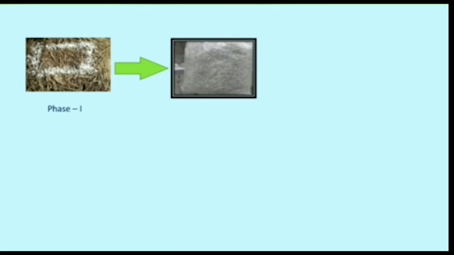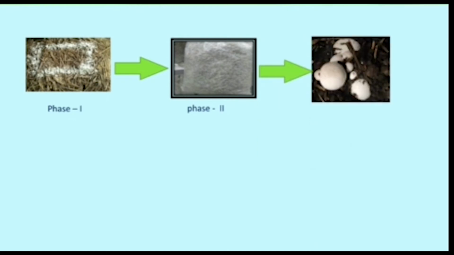This includes phase 2. Spawn consists of specially prepared grains of corn which grow with the mycelium. From the spawn, the mycelium grows through the compost.